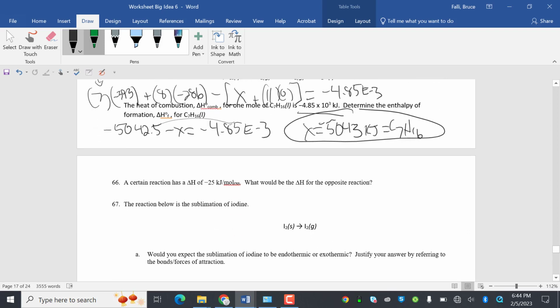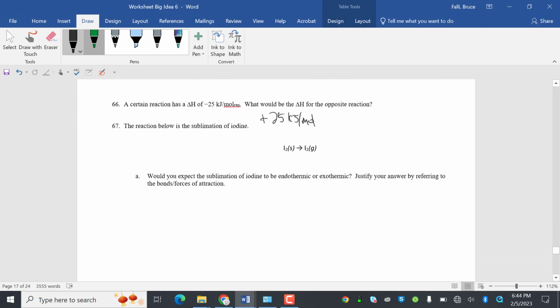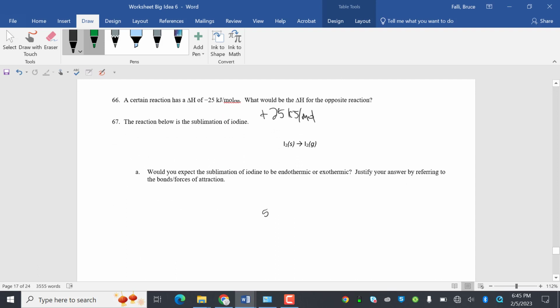All right. A certain reaction has a delta H of negative 25 kilojoules per mole. What would the delta H be for the opposite? You just change the sign: plus 25 kilojoules per mole. The reaction below is the sublimation of iodine. Would you expect the sublimation of iodine to be endothermic or exothermic? You're going from solid up to gas. Going up, absorb it. Endo.